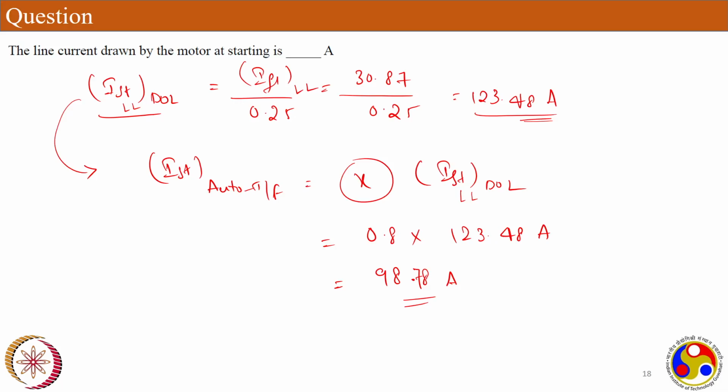And auto transformer starting, IST line equals to X times the current from the auto transformer. Now further the auto transformer will be drawing X times the line current of that, IST line supply, IST line DOL.